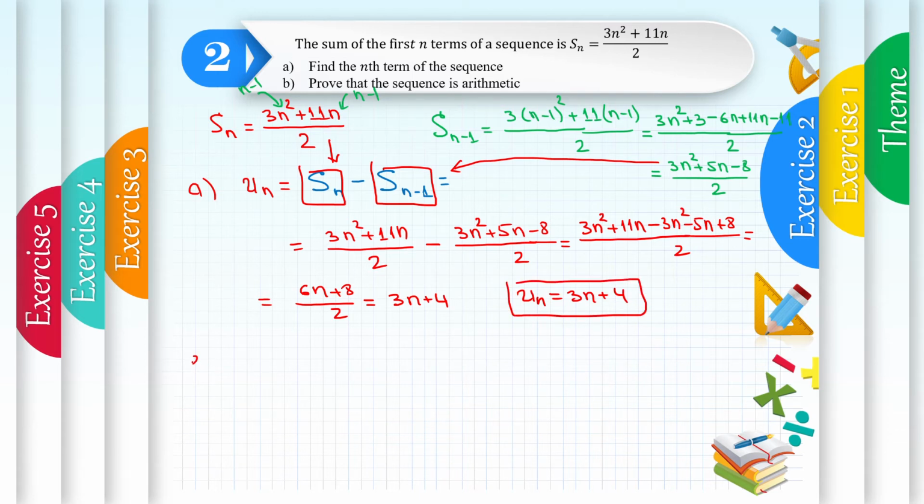And next we can move to point B, where we have to prove that the sequence is an arithmetic one. For this we just have to show that the difference of any two consecutive numbers is a constant. So we have to show in general that u sub n plus 1 minus u sub n is a constant.